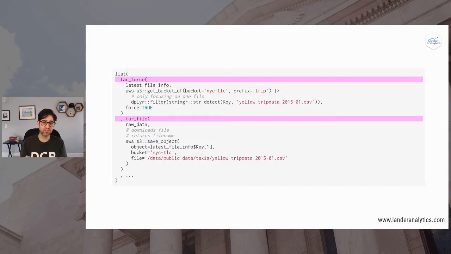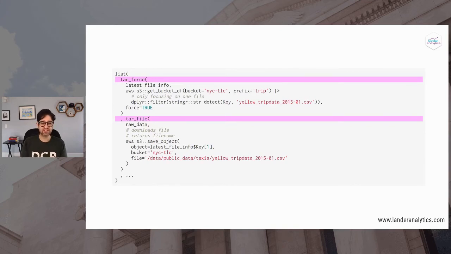We use tar_force to first check has the file changed, because we don't want to do this if the file hasn't changed. tar_force calls getBucketDF, which tells us if the file has changed. And if it has changed, our next step calls saveObject to download it. This target is a tar_file because the outcome of this function is the name of a file on disk, and later steps will check if that file has changed, and tar_file keeps track of that for us.